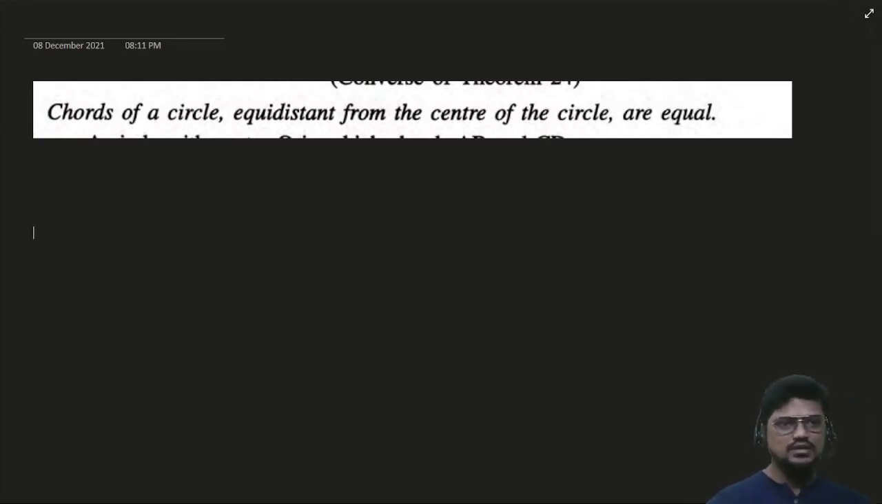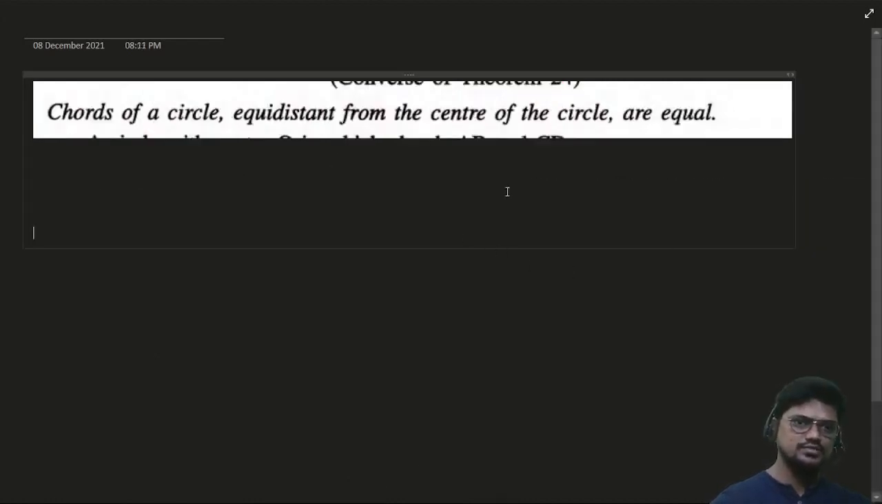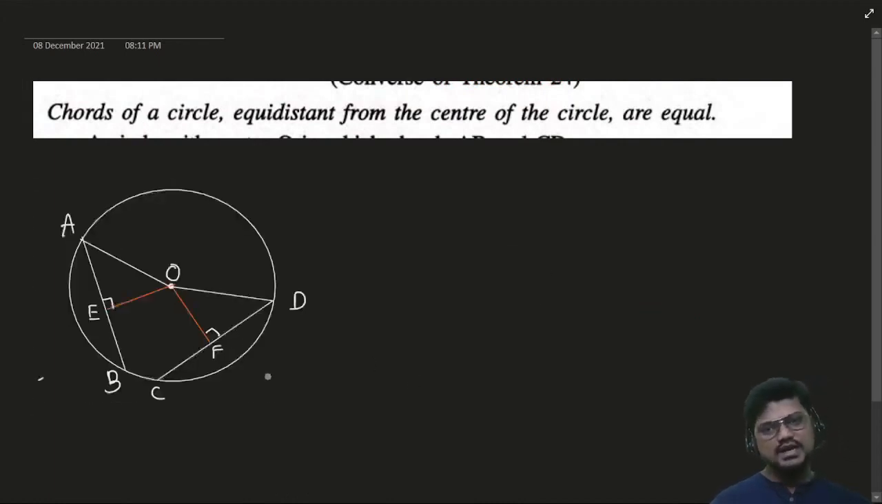See, I'll explain what you have to do in this. Now the distances are equal. You know that OE is equal to OF, that is given. You have to prove that AB is equal to CD. So again you prove that the two triangles are congruent. Once the two triangles are congruent, AE equals FD. We know that AE is half of AB, so after that you equate and you will get that AB is equal to CD. That's it. The chords are equal.